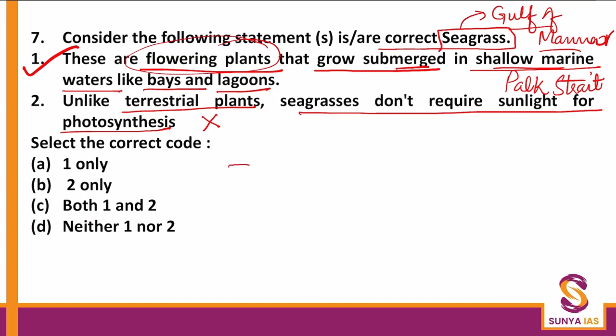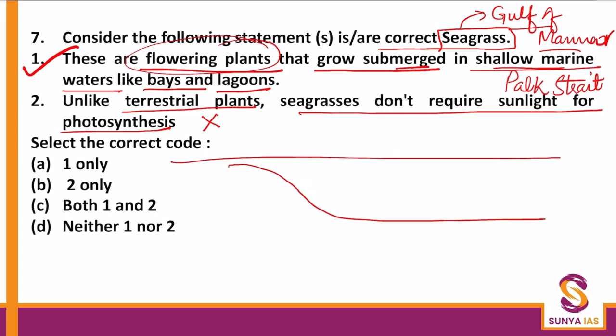See, if we consider this as an ocean, okay, continental shelf, these plants grow in shallow marine areas, not in the deep waters. In the benthic zone, the sunlight will not reach. It will reach the shallow areas. Hence these plants need sunlight. Therefore, statement 1 and statement 2 are not in synchronization. Either 1 should be true or 2 should be true. And 1 is the correct statement. Therefore, we can easily eliminate the second. You should be able to use these kinds of techniques.